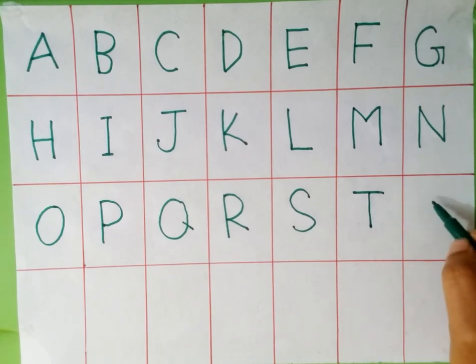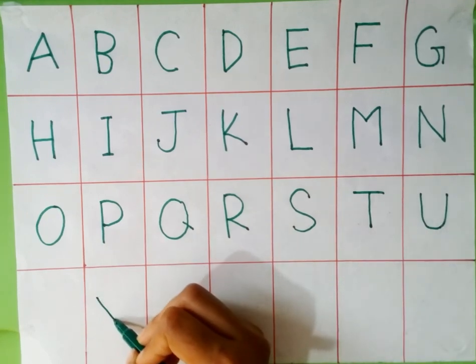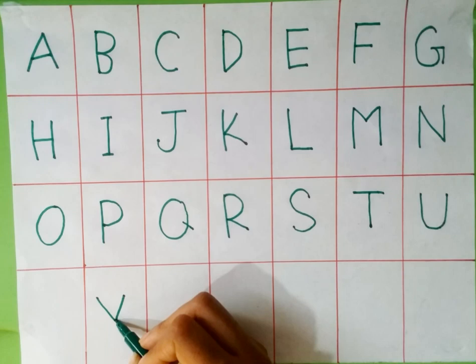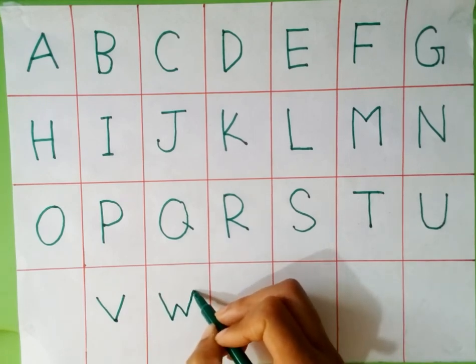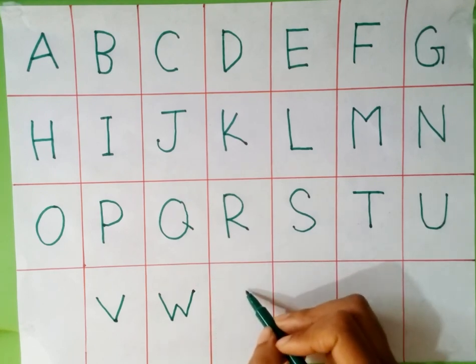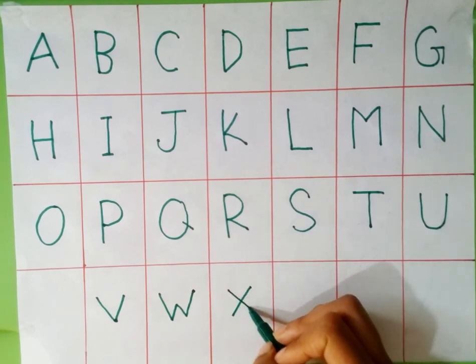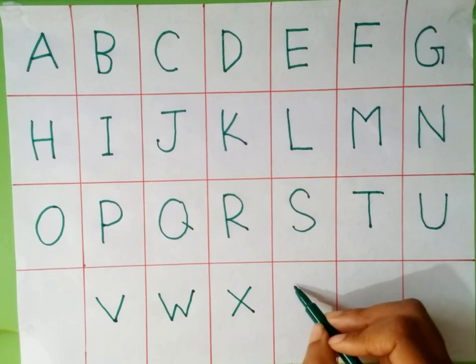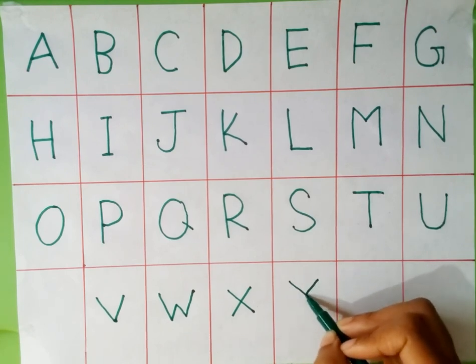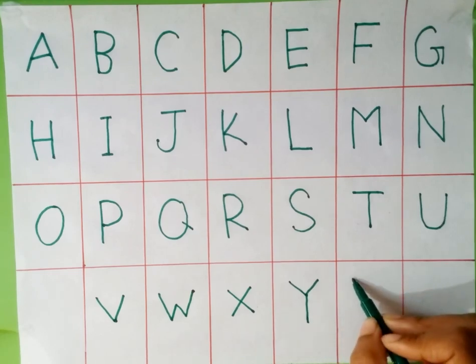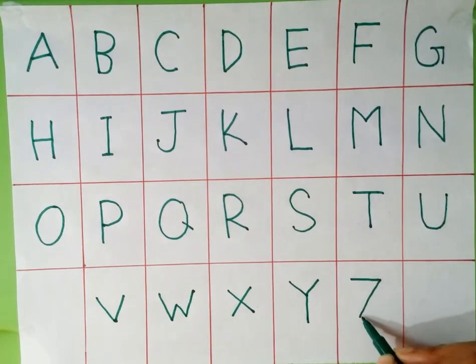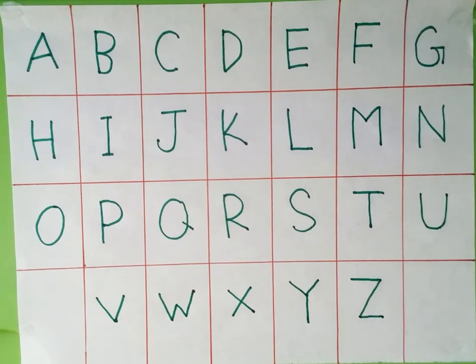T for tiger, T for tiger, U for umbrella, U for umbrella, V for village, V for village, W for water, W for water, X for x-ray, X for x-ray, Y for yellow, Y for yellow, and Z for zebra, Z for zebra.